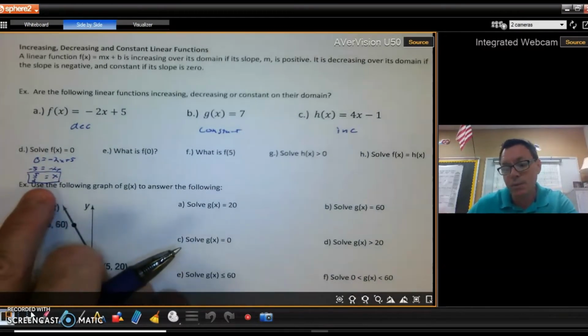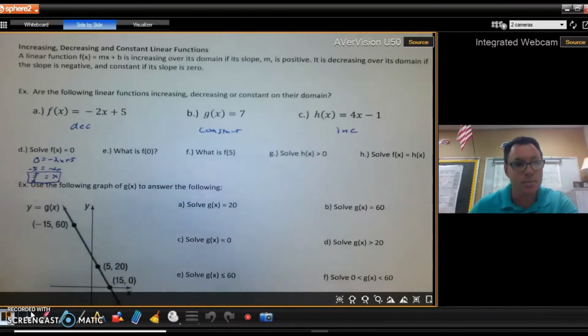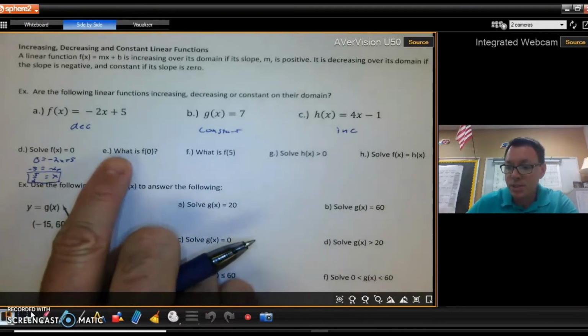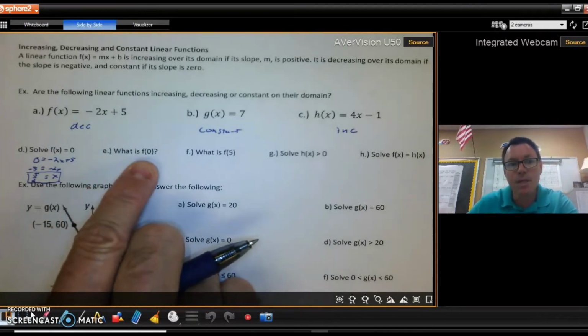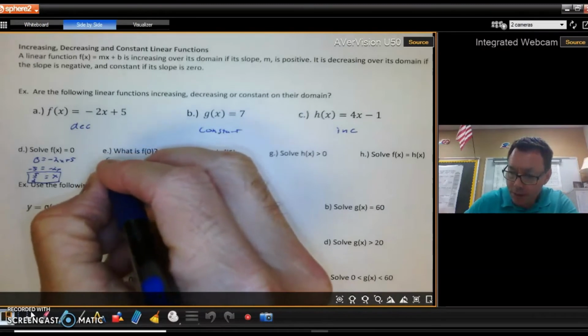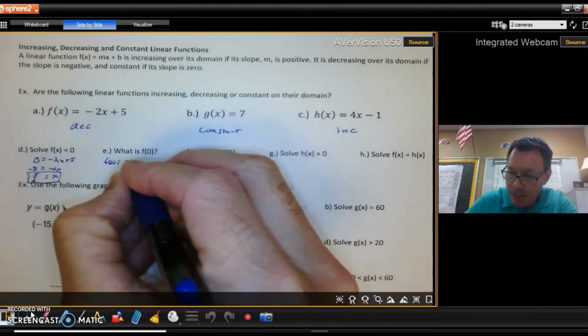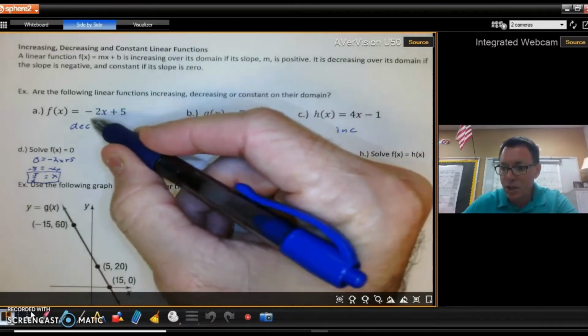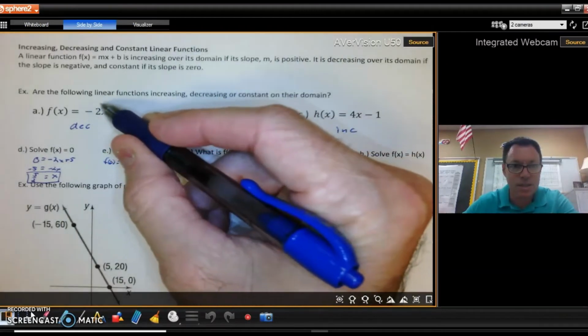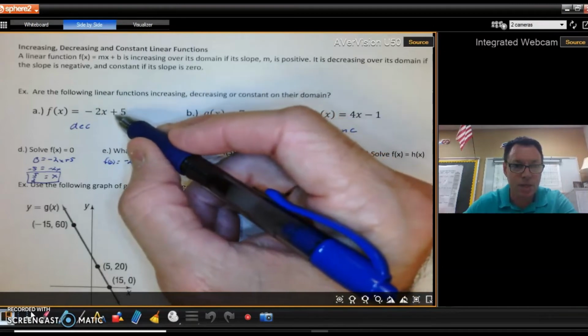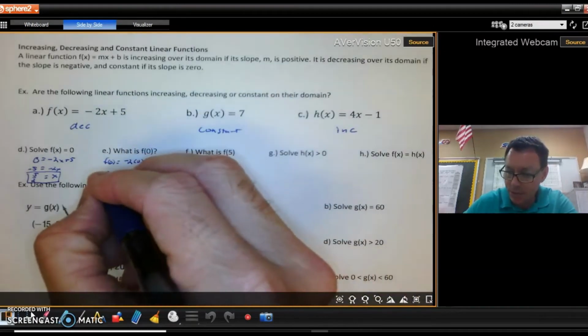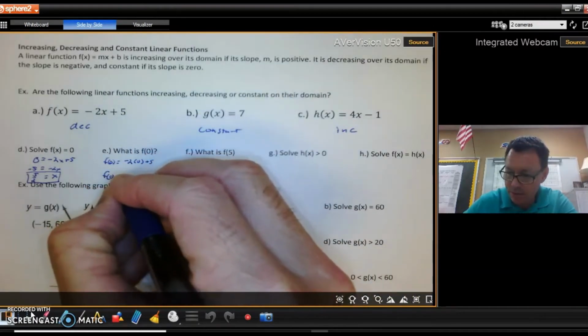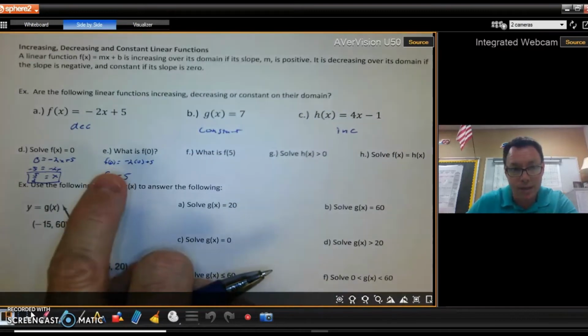So that would be your x-intercept of this graph, because that's when the function equals 0. So you're sitting on the x-axis. Now this one says, what is f of 0? That means, what do you get when you plug a 0 into this function? Well, this term with the x is now going to get canceled, and you're just going to be left with the positive 5. So f of 0 equals 5, which is your y-intercept.